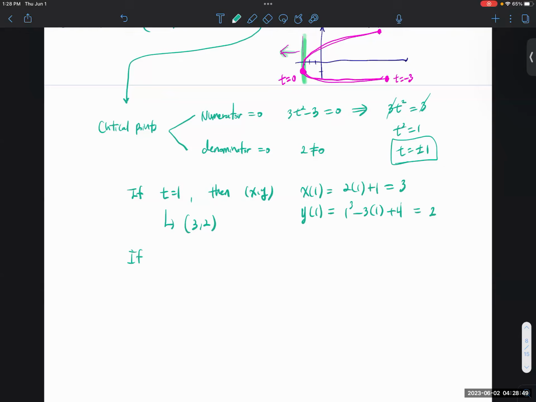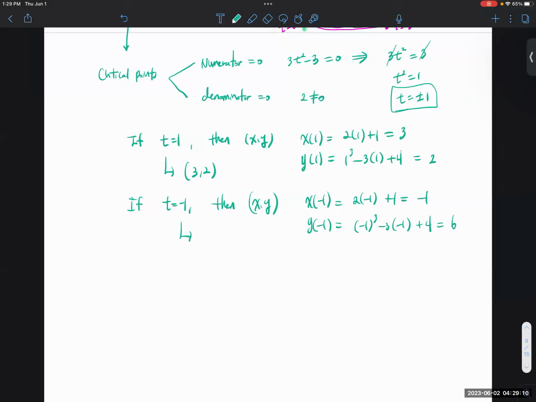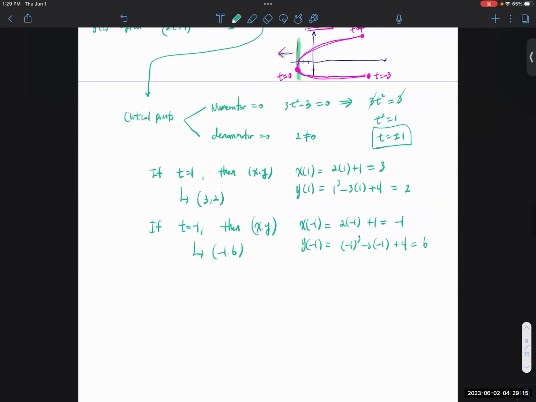Another case, if t equals negative 1, then x comma y, x of negative 1, 2 times negative 1 plus 1, I got negative 1. Y of negative 1, negative 1 to the third, minus 3 times negative 1, plus 4, you should get 6. So it's going to be negative 1, 6. So this is going to be your critical point, correct? This is your critical point.